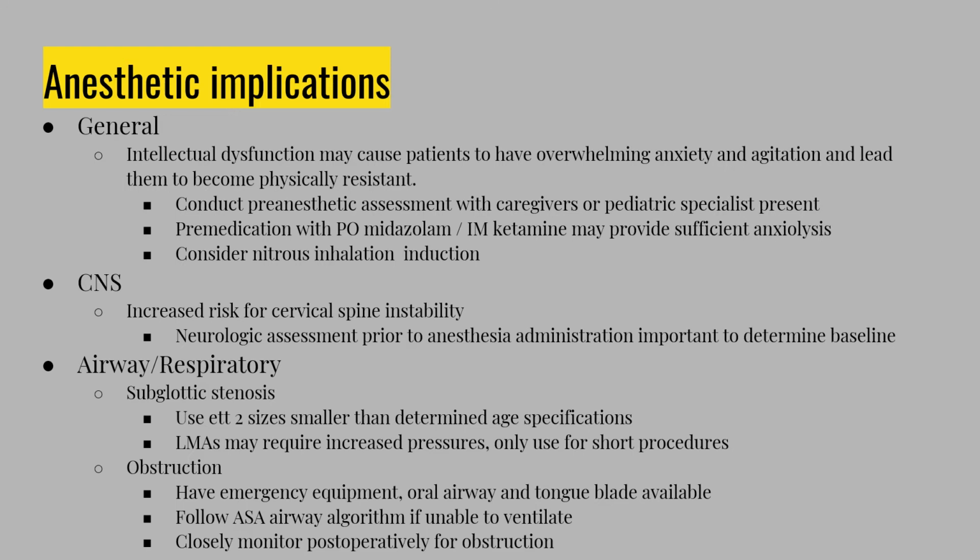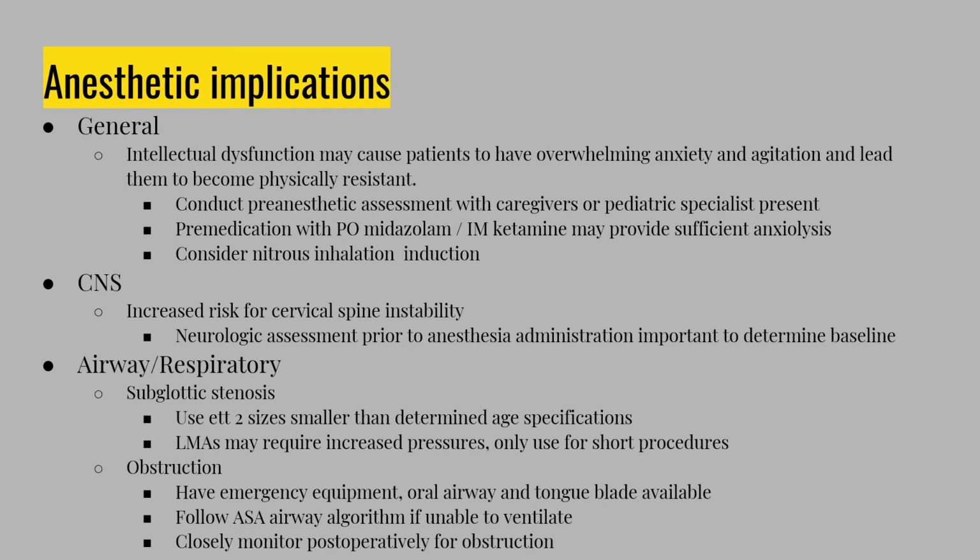CRNAs are advised to use endotracheal tubes 2 sizes smaller than those commonly used for patients without Down syndrome of the same age and weight to prevent difficulty with insertion. If endotracheal intubation can be avoided, or if the procedure is shorter in duration, LMA insertion can be used to secure the airway with minimal neck manipulation.